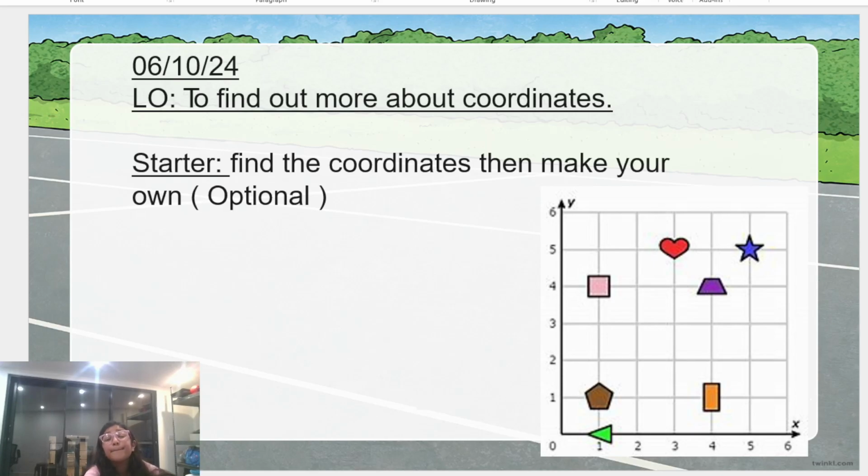Today you'll need a pencil and a notebook. Today is the 6th of the 10th month, 2024, and the LO is to find out more about coordinates. The starter is find the coordinates and make your own. We're going to do the heart first, so you guys are familiar with it.